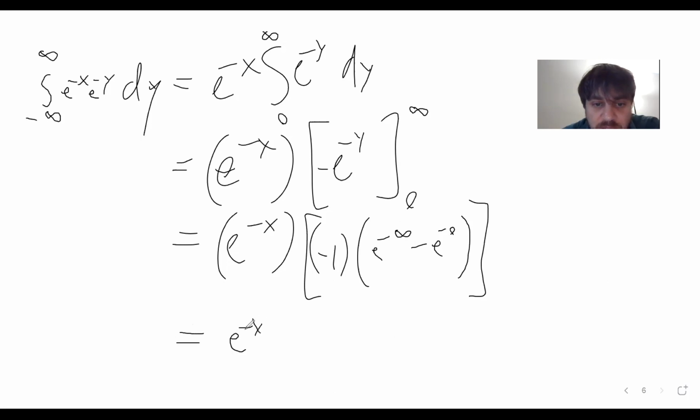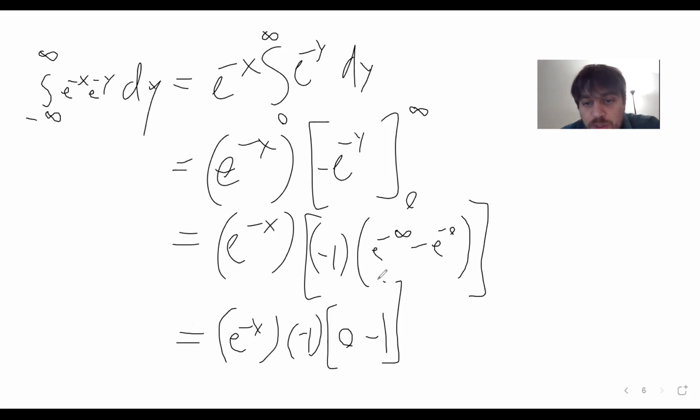e to negative x times negative 1 times e to negative infinity is 0. That's 1 over e to infinity. That's 1 over infinity. That's 0. This is 0 minus e to negative 0. That's e to 0, which is 1. So you have a minus 1 here and a minus 1 there. They multiply to 1. And so this is equal to e to negative x.